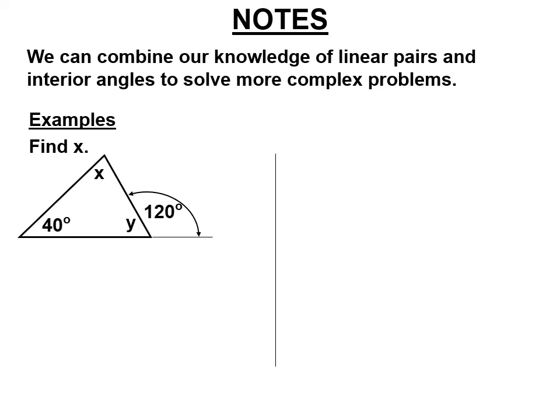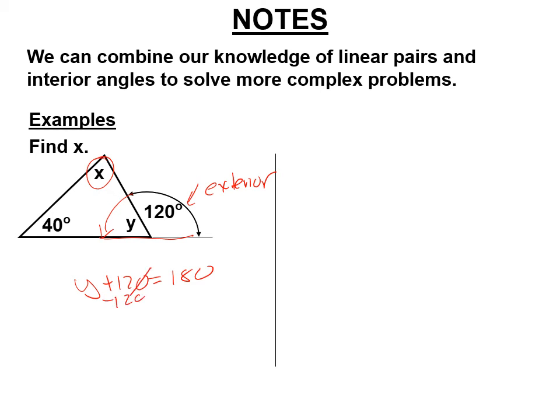Okay, so now we're going to combine a bunch of knowledge. We're going to find this x. So this is called an exterior angle. And there's an exterior angle over here. There's an exterior angle over there. This exterior angle is 120. Now, this exterior angle makes a linear pair with y. So what is y? y plus 120 equals 180.